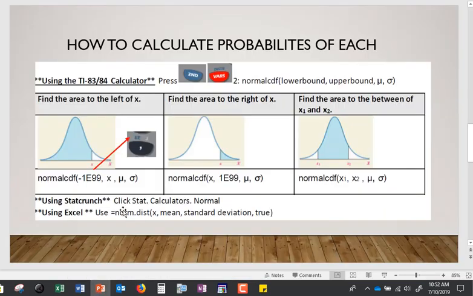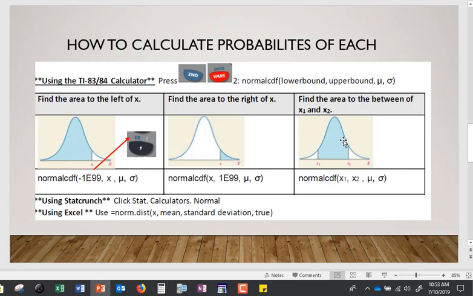If you're an Excel person, your function is NORM.DIST. And this is just like this first option with the calculator. You're finding the area to the left. If you want to find the area to the right, you still use this same setup, except now you find the area to the left and then you use the complement so that you can figure out what your area is on the right hand side.